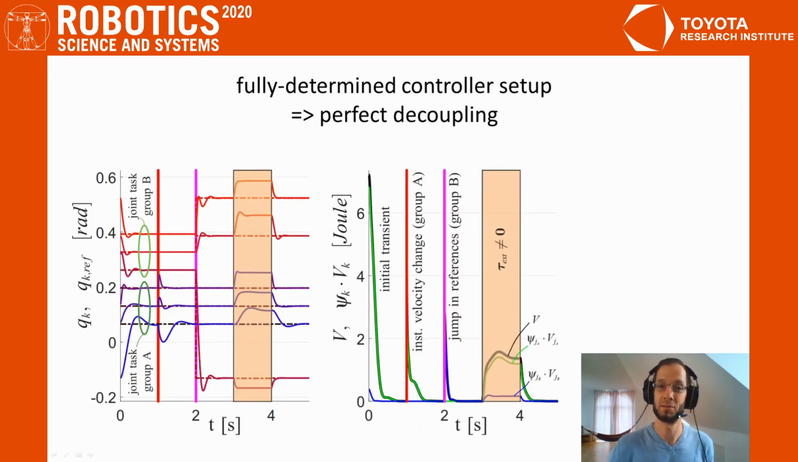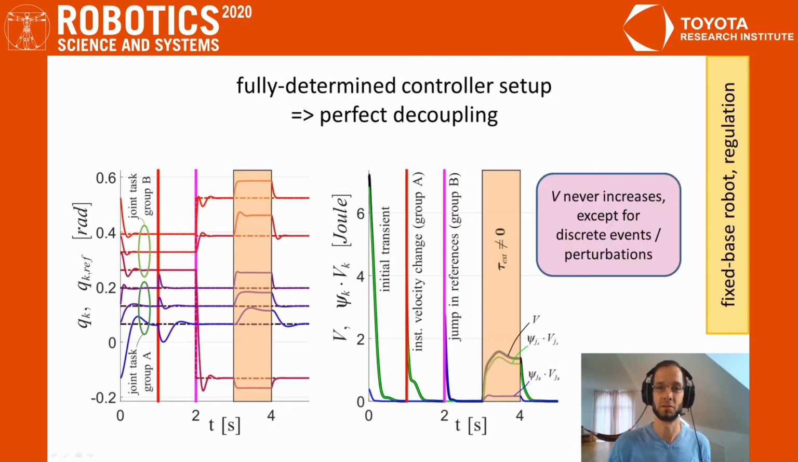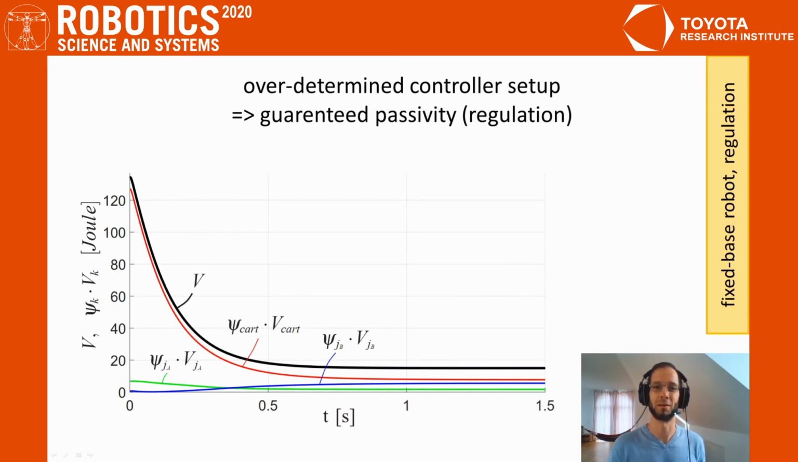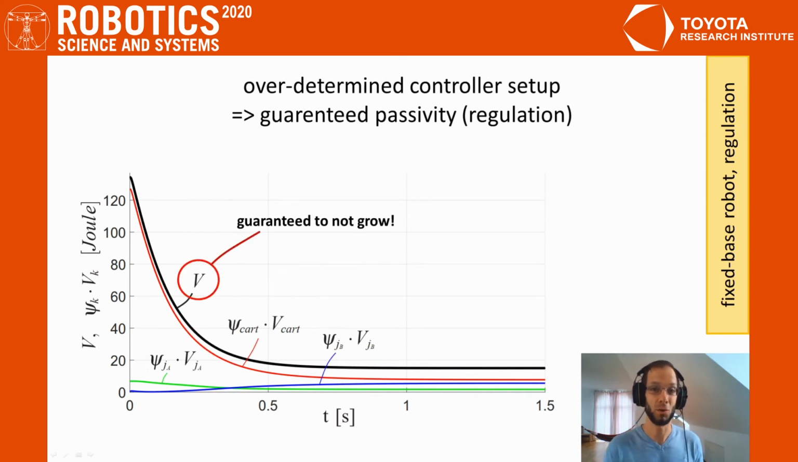Here we see the results of a fixed-base robot simulation, showcasing the regulation case. Note that the overall Lyapunov function V never increases except for discrete events or in case of perturbations. Here we see a fixed-base robot regulation scenario for an overdetermined controller setup. Note that the subtask Lyapunov functions may grow, while the overall Lyapunov function is guaranteed not to grow.